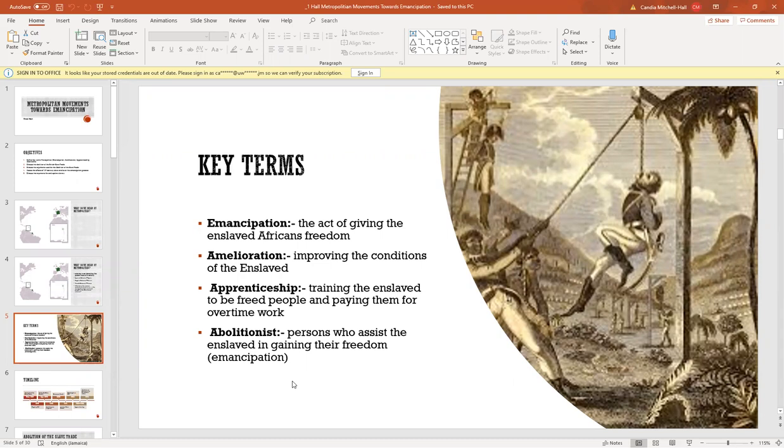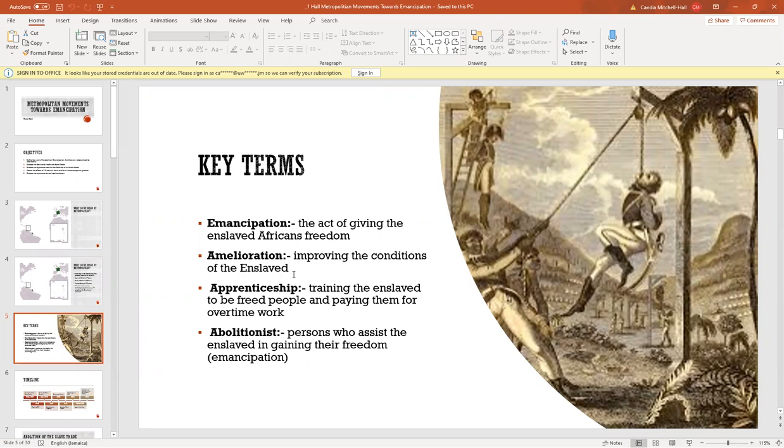Amelioration. The word by itself means improvement, right? However, when we use the word amelioration for this theme, we are talking about improving the condition of the enslaved Africans. How the conditions of the enslaved were improved, if they were improved or if they were not improved.